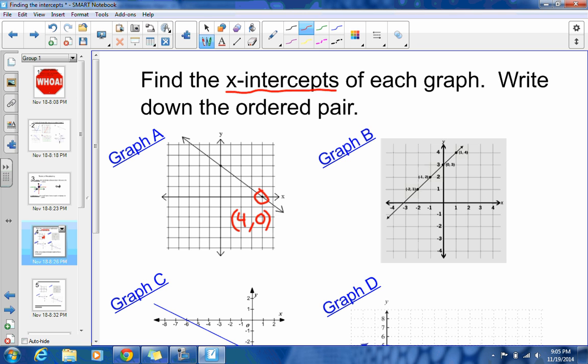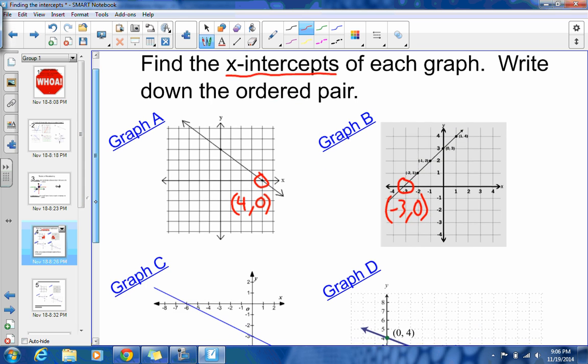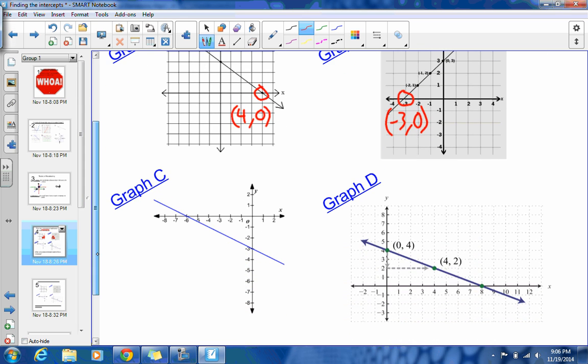So if you're looking for the x-intercept, it's going to be the point (4, 0) on this one. If we look at graph B, it looks like it crosses the x-axis over on the left side here. It doesn't look like it exactly crosses at an intersection, but we're going to approximate and say it goes over to the left 3, so that's negative 3. And then it goes up or down 0, so it's right on that line. (-3, 0) would be the x-intercept there.